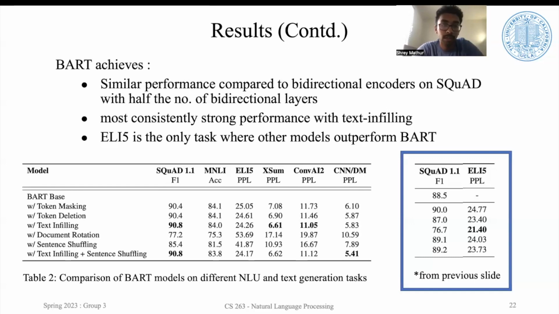We can also see that ELI5 is the only task where other models are outperforming BART. So this can be because BART is generally trained on tasks where it is encouraged to generate fluent text or understand text. It is not encouraged to simplify the generated text. So that can be one of the reasons why it is not performing very well on ELI5.